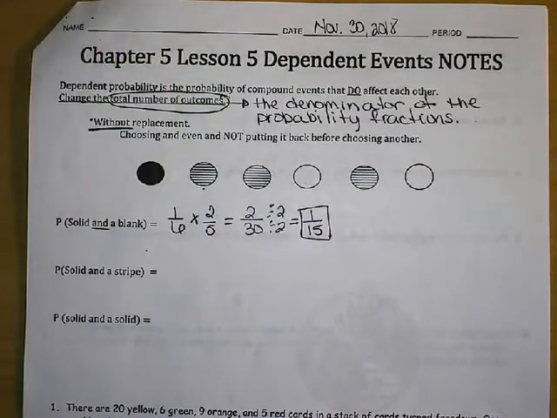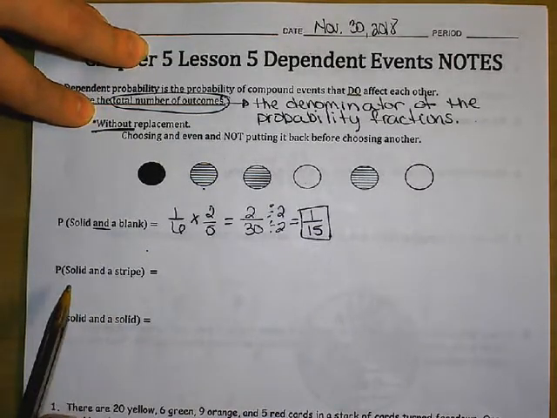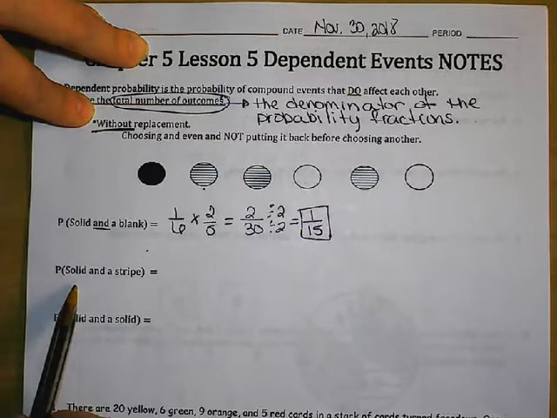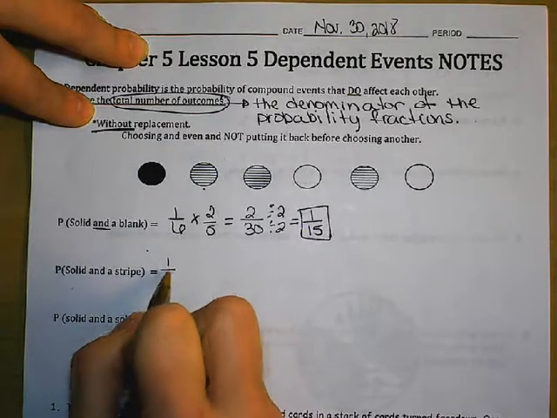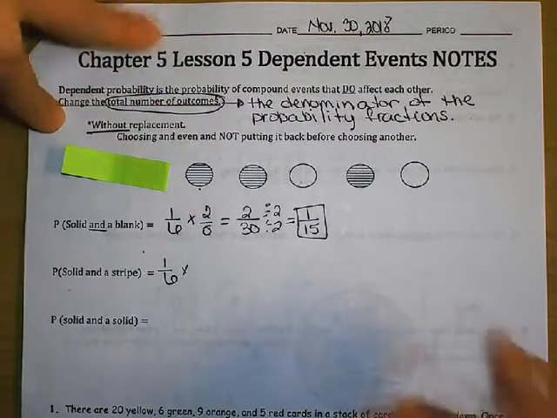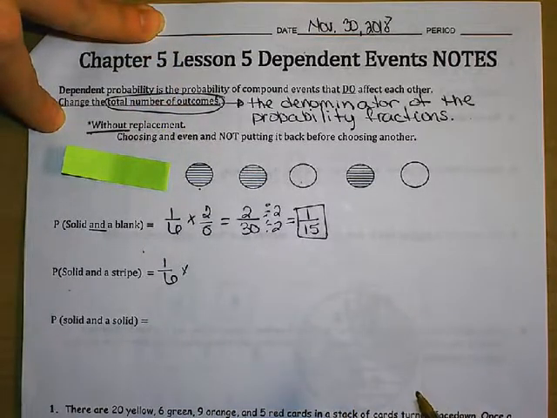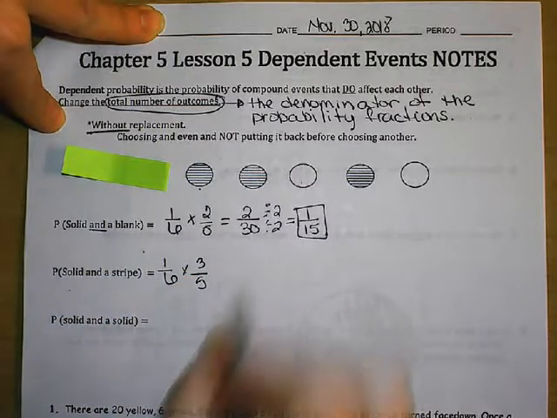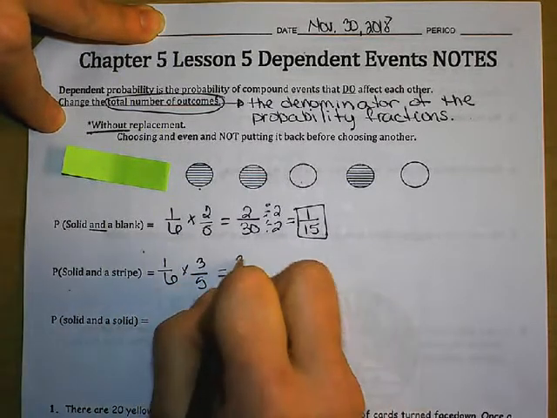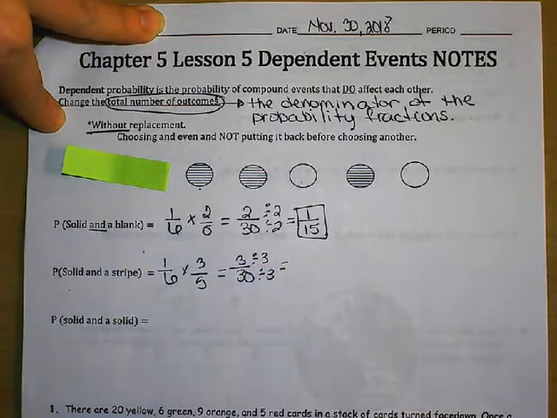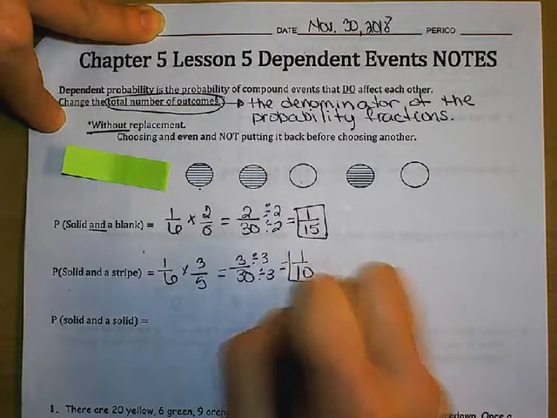Let's reset and see if we can determine the probability of getting a solid and a stripe. The probability of getting a solid is 1/6. I'm going to take that one out of my outcomes. Therefore, what is the probability of getting a stripe? You are correct. It is 3 out of 5. Multiply the two fractions together and we get 3 over 30. These can both be simplified by 3, and our probability is 1/10.